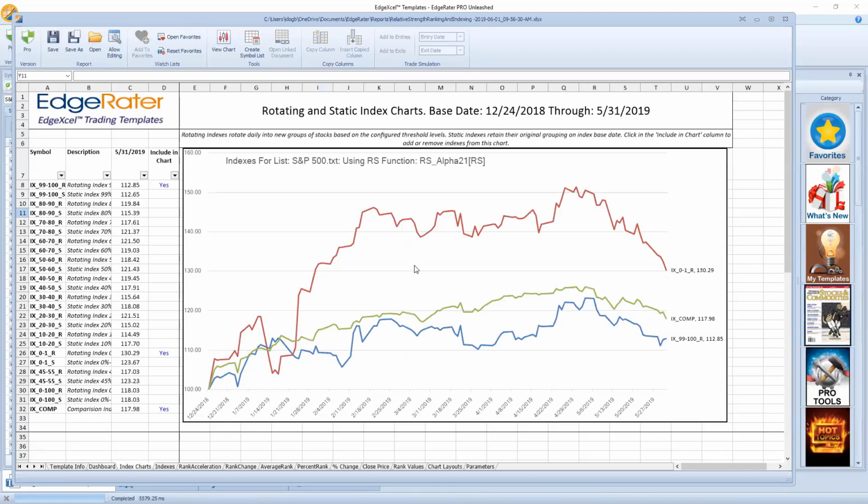All right, index charts. So here we are. Here's our 0 to 1, and here's our 99 to 100. So this is showing that SPY gained 17, almost 18% over that time period. The top 4 alpha 21 ranked stocks in the S&P 500 gained 12, almost 13%. And the bottom 4 ranked alpha 21 gained 30%.